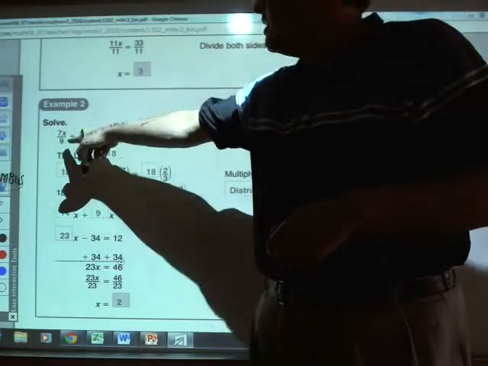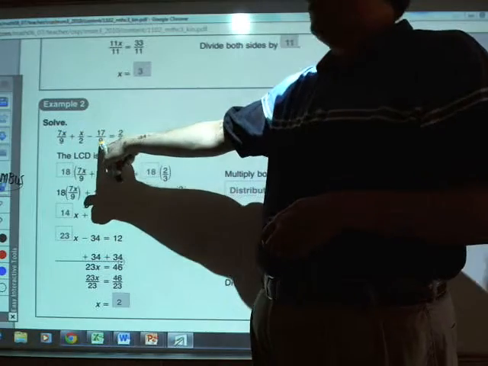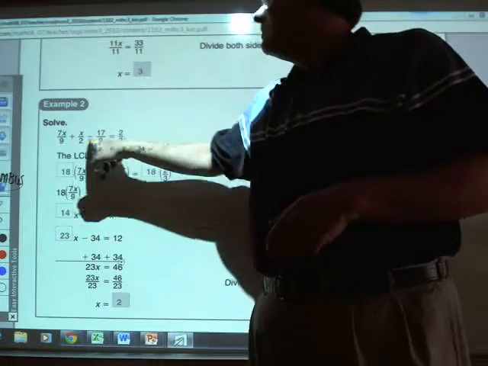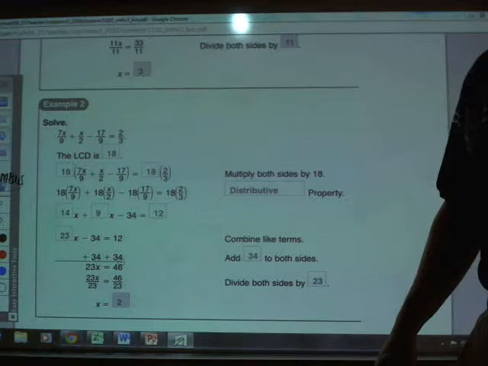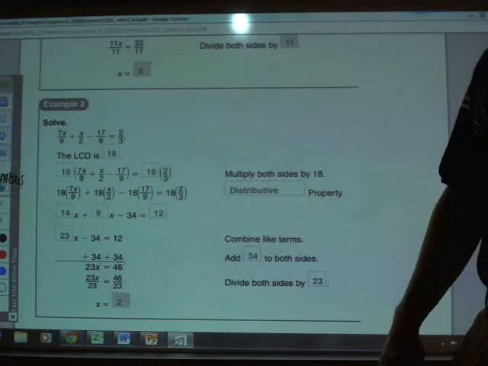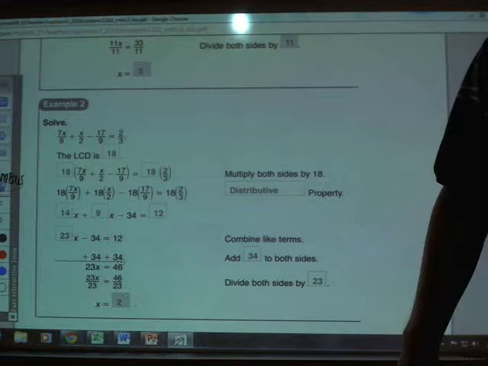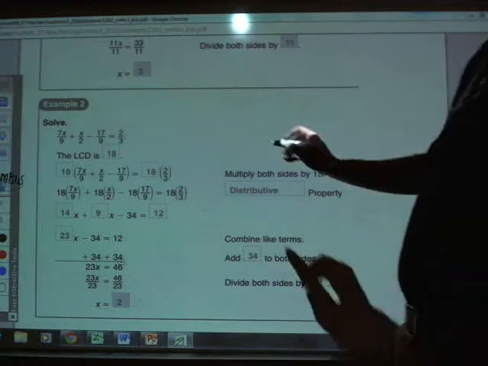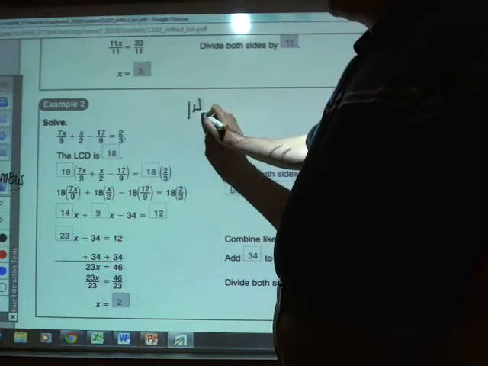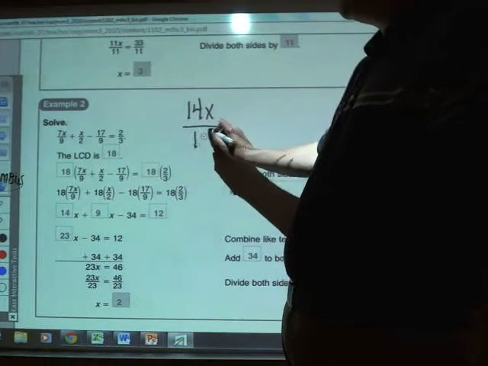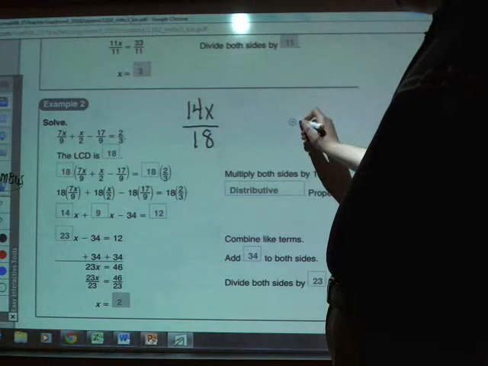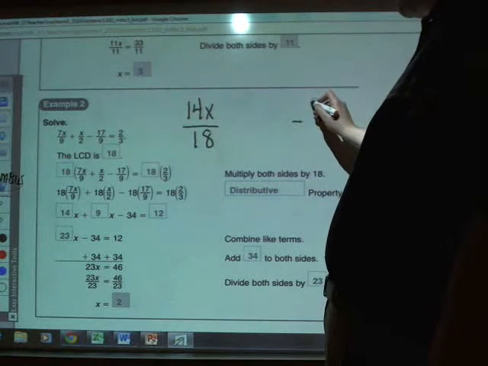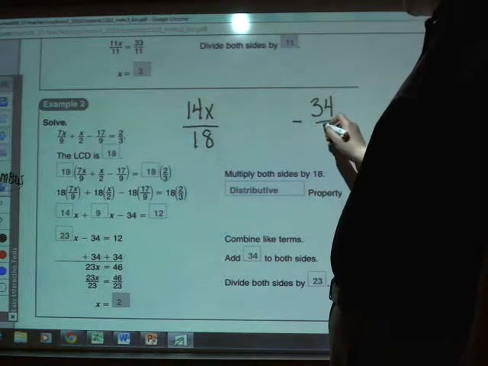So if I do that, that means with this first and third fractions, I'd be doubling them. Since the bottom is already 9, and we know that 9 times 2 is 18, I'm doubling those fractions. Remember, when I double them, I have to multiply both the numerator and the denominator by 2. So that's going to change into 14x over 18. And fraction 3 there is going to change into 34 over 18.